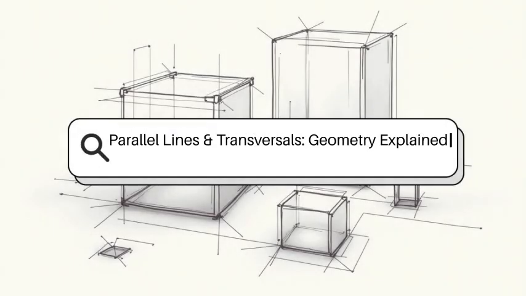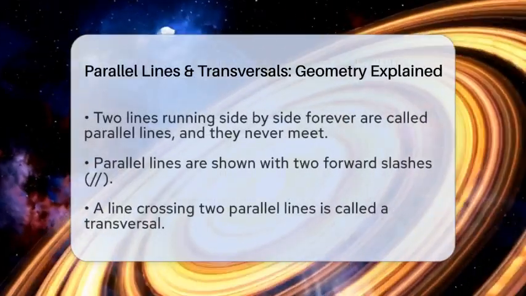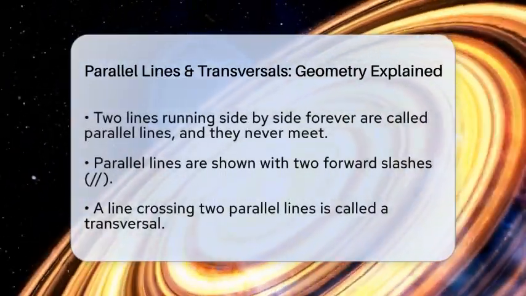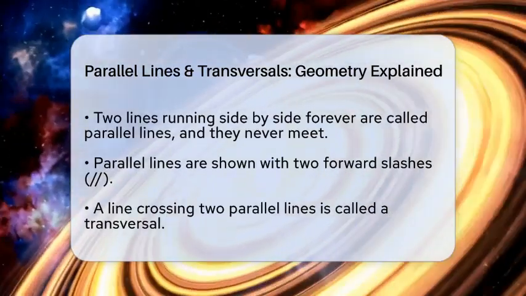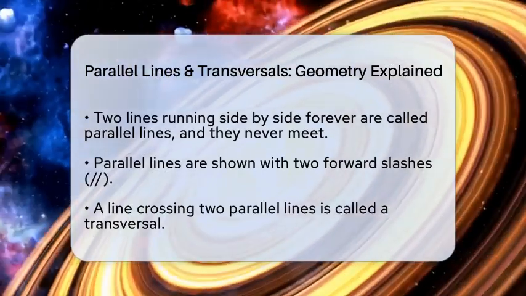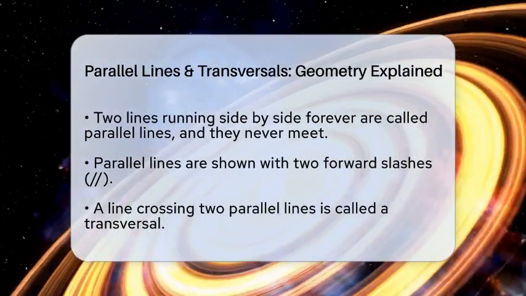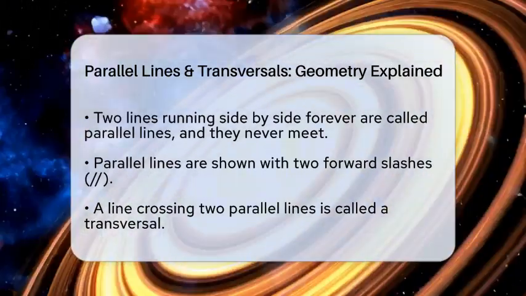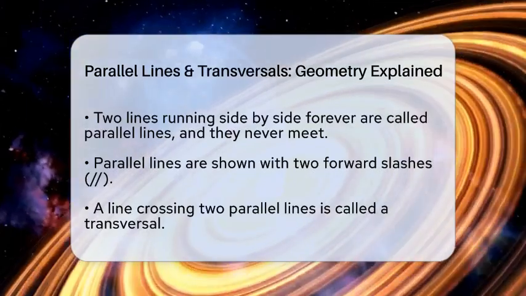Parallel lines and transversals. Geometry explained. Imagine two straight lines running side by side forever without ever crossing. These are called parallel lines. They stay the same distance apart and never meet, no matter how far they extend. The symbol used to show that two lines are parallel is two forward slashes like this.